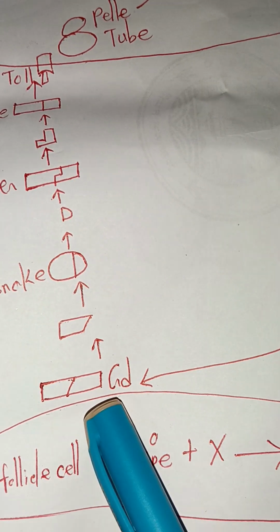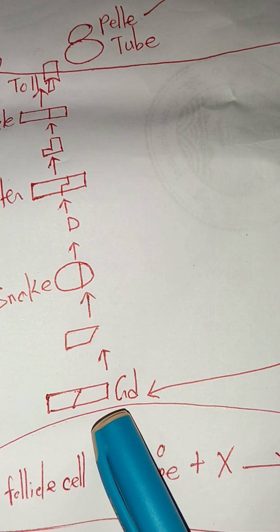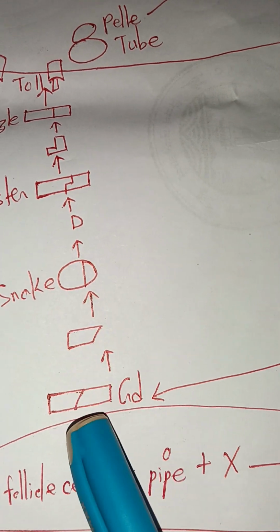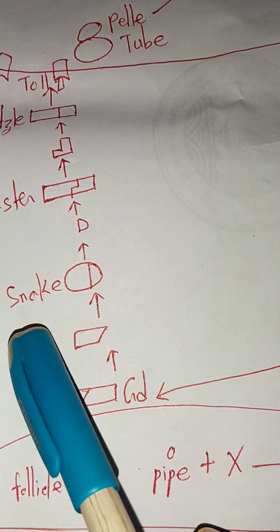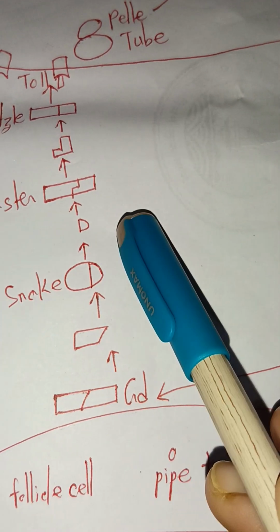GD is Gastrulation Defective, which is a serine protease. It is activated by cleaving it. So GD is activated by cleavage. So GD activates Snake. The Snake is also activated by cleaving it.